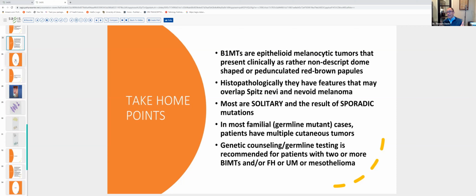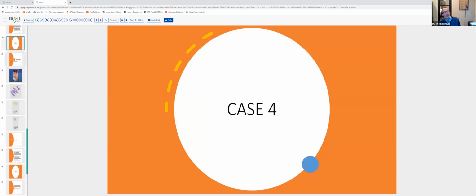As it turns out, this patient, after this biopsy was obtained, had two more lesions biopsied, one of which was a second BAP1 inactivated melanocytic tumor. So he's been referred for germline testing as well. So these are tumors, again, nondescript clinically, but a distinct histopathology. Moving on to case 4.